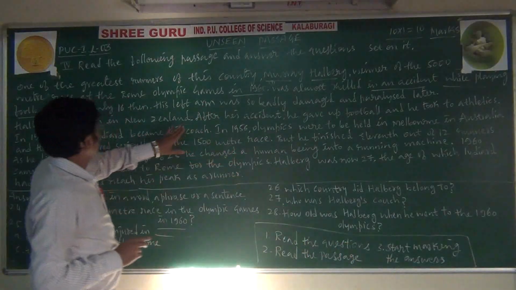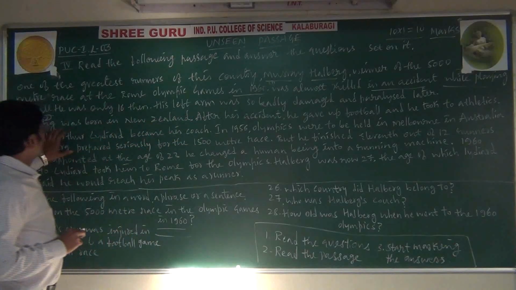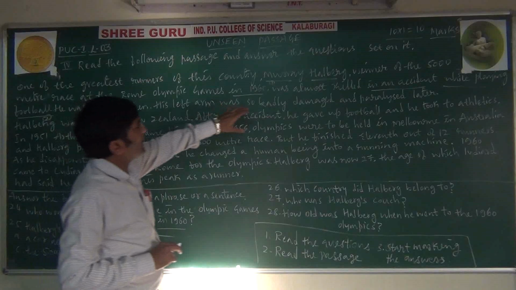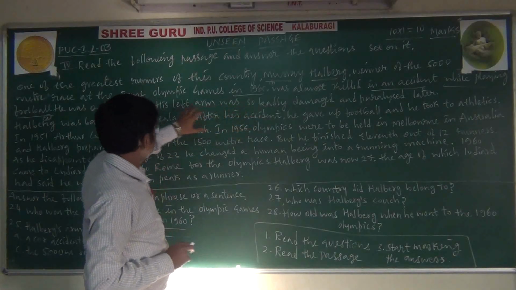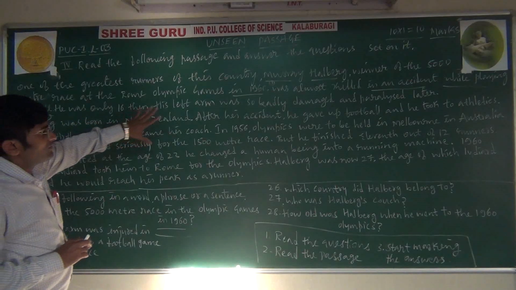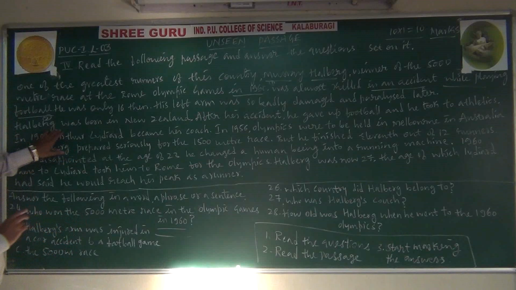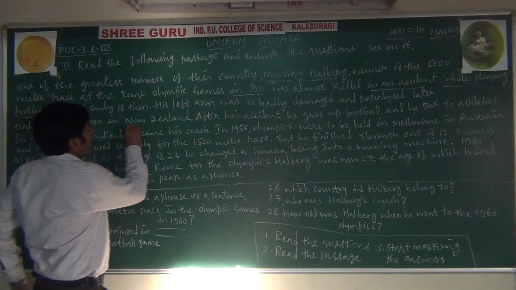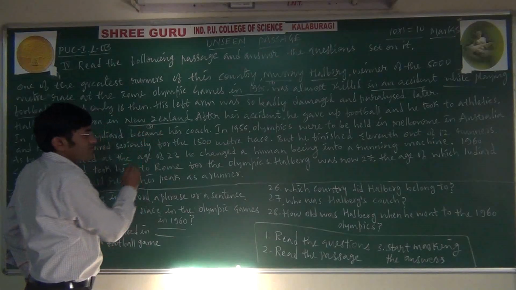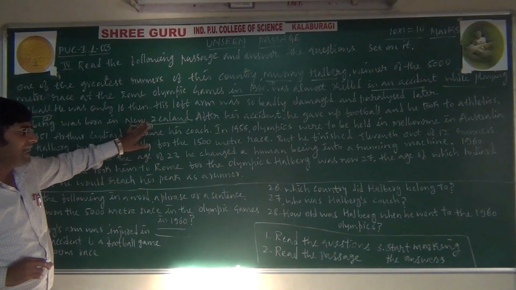Next, after he got injured, Hallberg's left arm was so badly damaged and paralyzed later. My dear students, which country did Hallberg belong to? Now, Hallberg was born in New Zealand, so he belonged to New Zealand. Yes, this is the 26th answer.